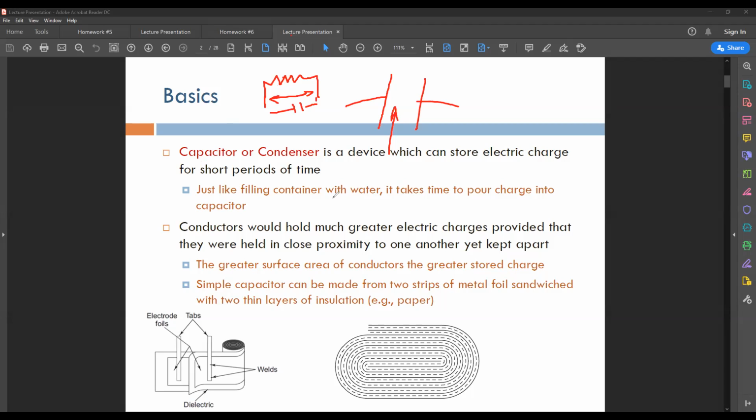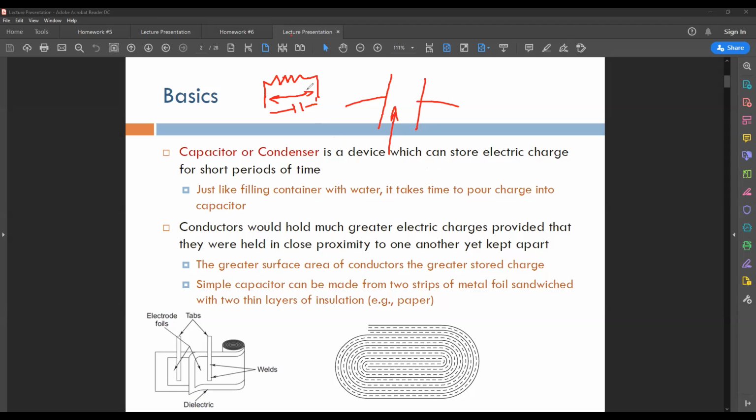The capacitor has the ability to store some charges on its plates. As we will see, this will carry an energy, and this energy can be extracted from the capacitor and used in some application. So the essential construction of a capacitor is just two conductors with a dielectric in the middle.